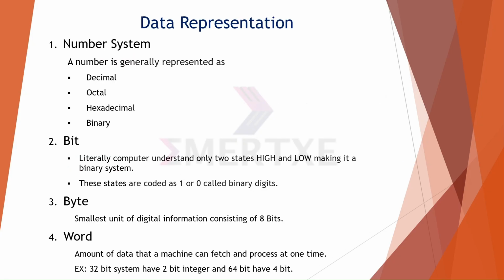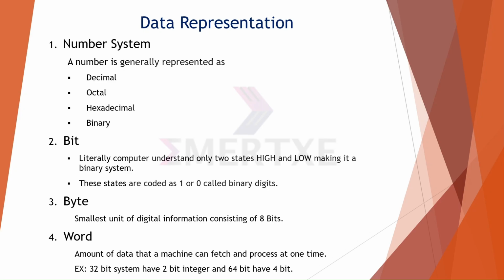Next we will discuss data representation in the C programming language. In C, data is represented by number systems: decimal, octal, hexadecimal, and binary, which is 0 and 1. Literally, a computer understands only two states, high and low, and these states are 0 and 1, called binary digits. Now, a byte is the smallest unit of digital information and consists of 8 bits. So 1 byte is equal to 8 bits.